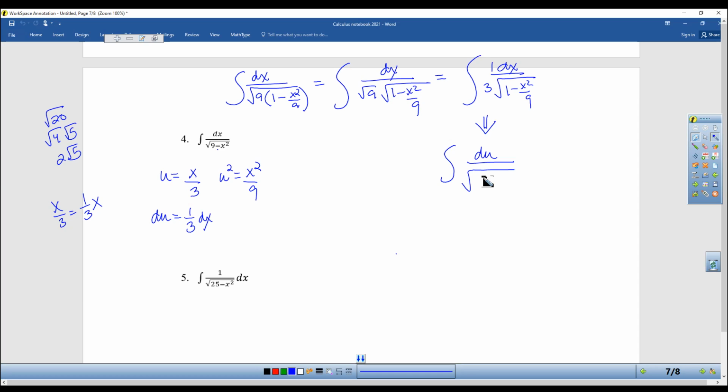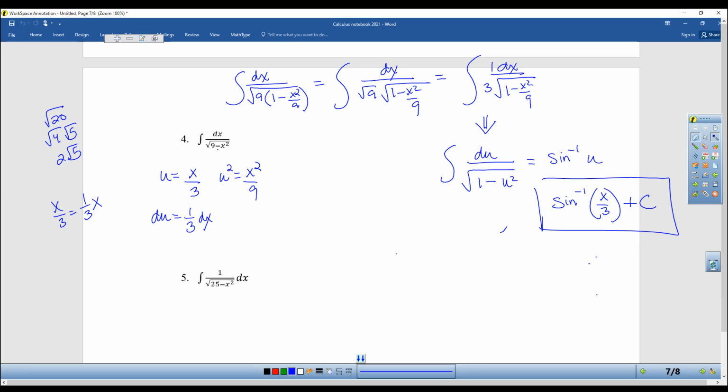And my square root of 1 minus, and that's my u squared. This is inverse sine of u. And my final answer, you always have to replace the u back, is inverse sine of x over 3, or 1/3 x, whichever you like better. Okay? So you might want to try number 5 on your own and see if you can get it. But of course, I'm going to do it for you.